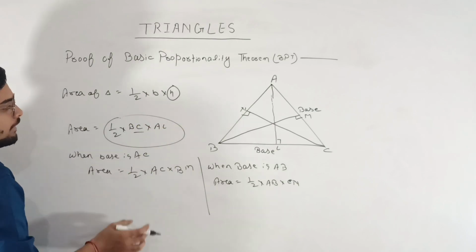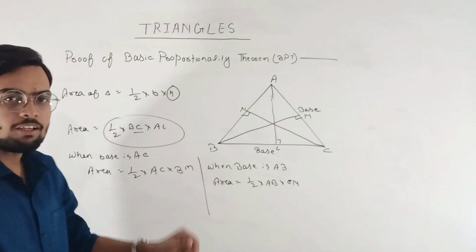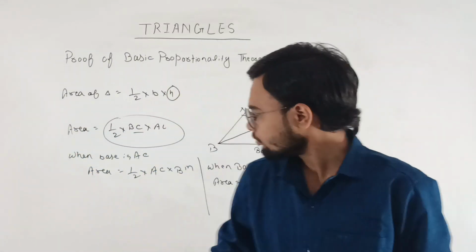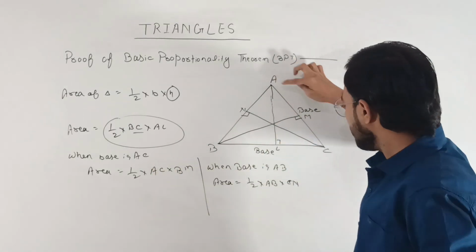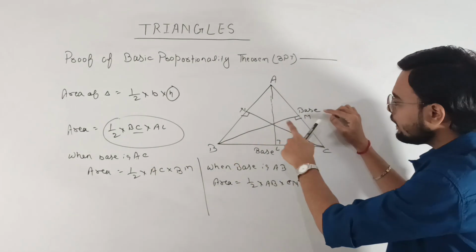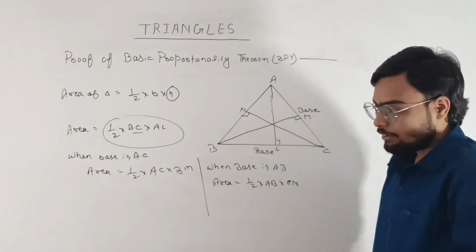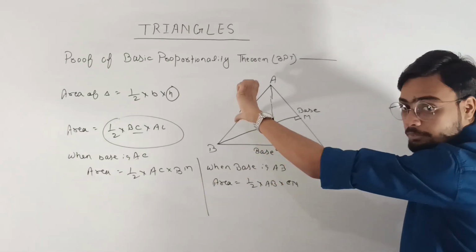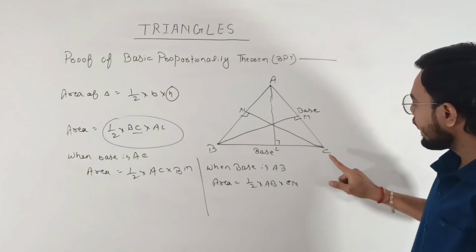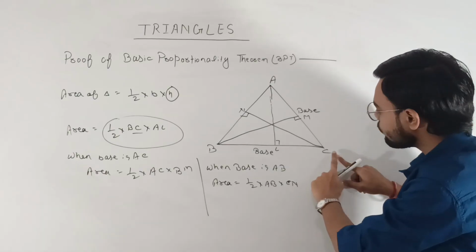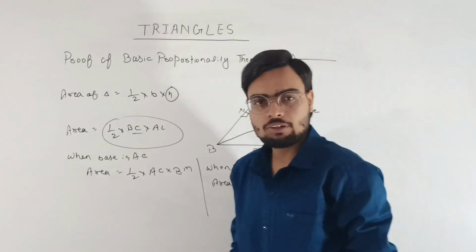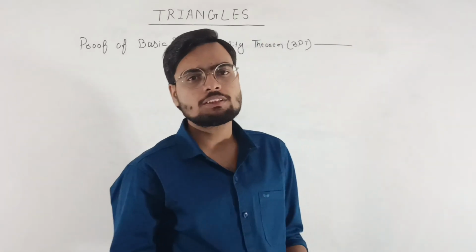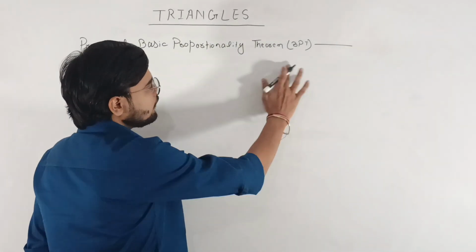When base is BC, then area is half into BC into AL. When my base is AC, then area is half into AC into height BM. When base is AB, then my height is the perpendicular from the opposite vertex, that is CN. So area is half into AB into CN. Okay. Now we move towards the proof of BPT.